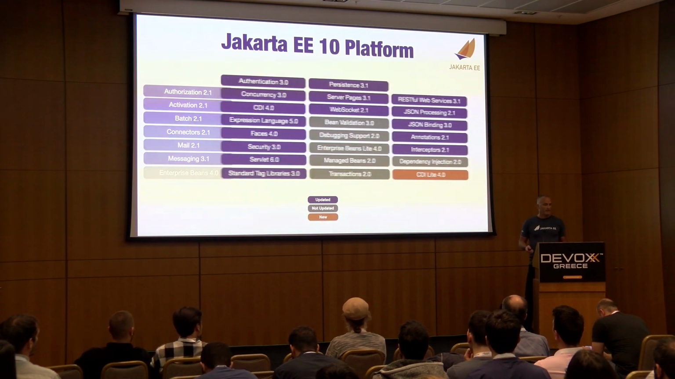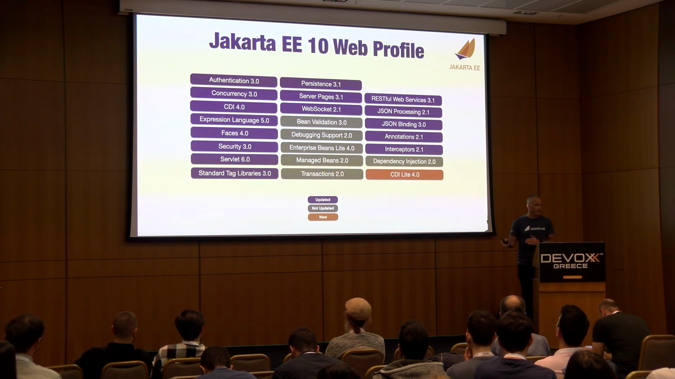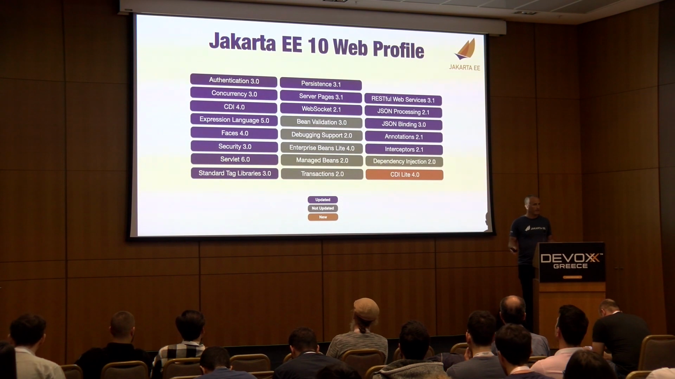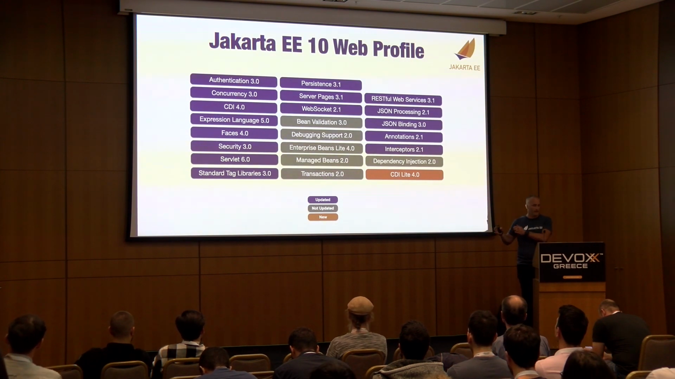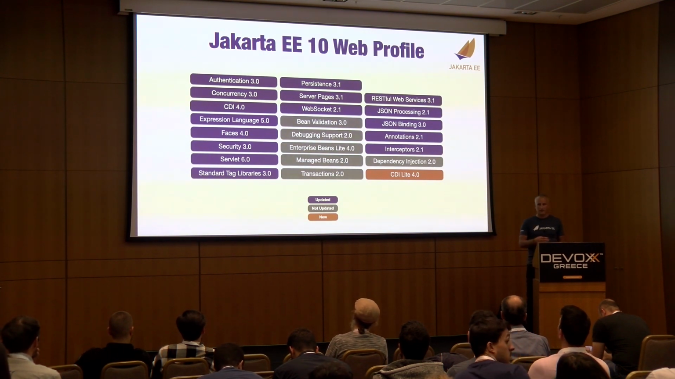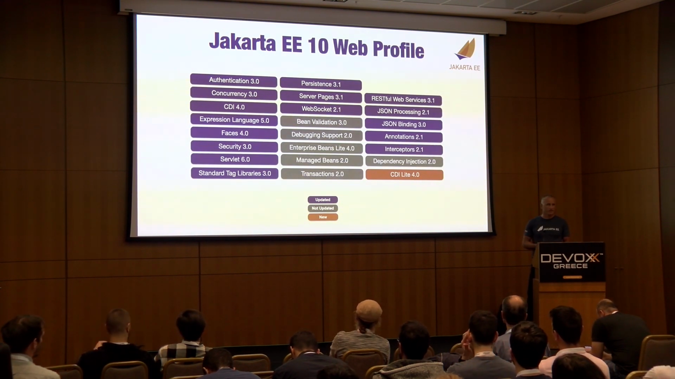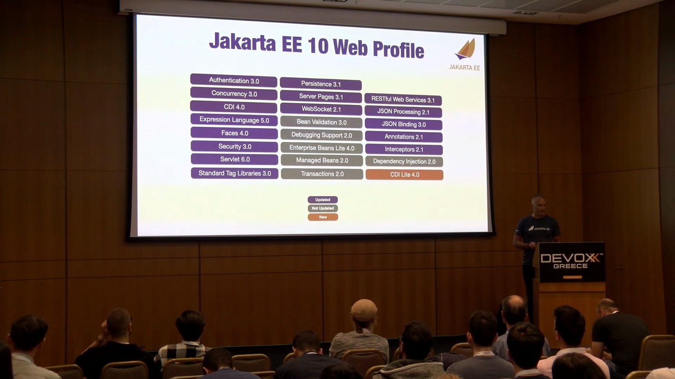If we strip away a couple of these more enterprisey specifications, we're left with what we call the Jakarta EE Web Profile. This is a profile of the Jakarta EE platform that is targeting a more traditional web application. It has specifications for UIs, for persistence, for transaction management and security and whatnot. So this is for the more traditional web applications.